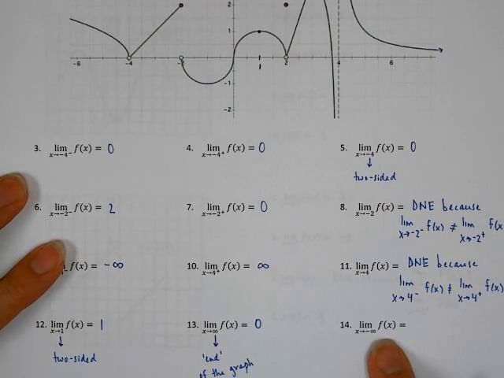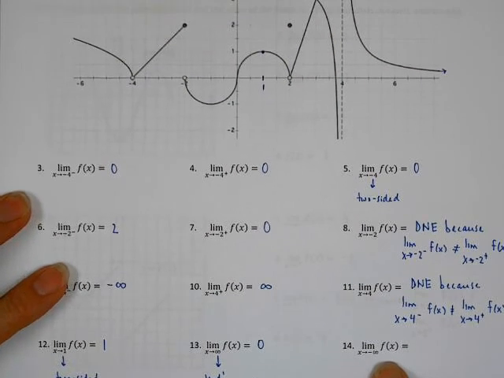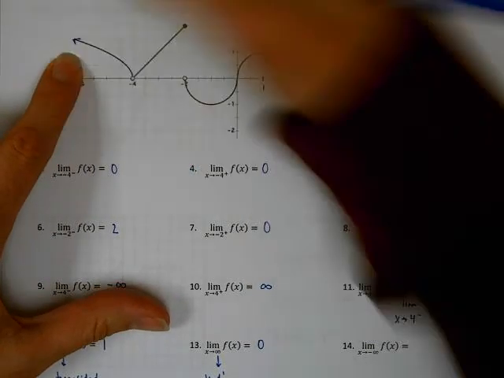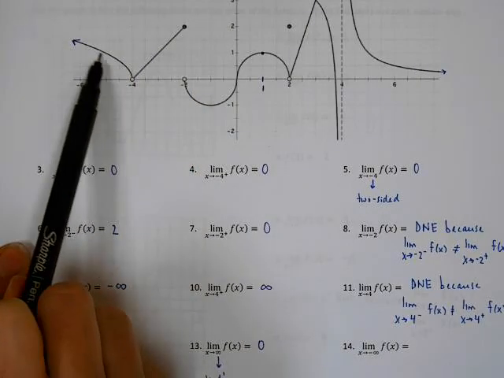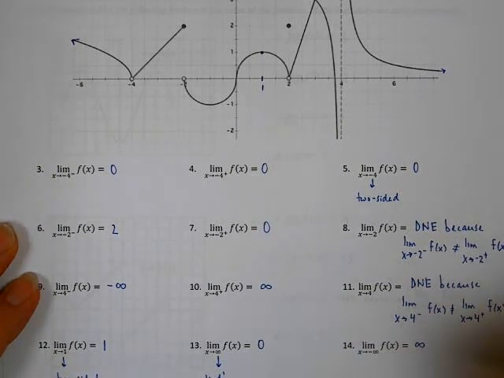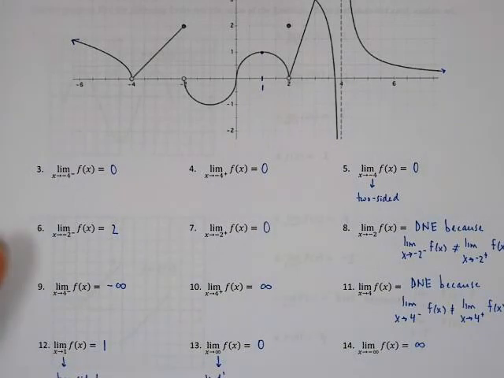We can also consider the other end of our graph over here. This is going to keep going, and it looks like it's just going to keep increasing and increasing. So in this case, we would say our limit is positive infinity.